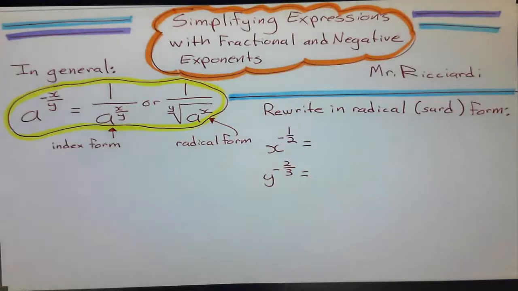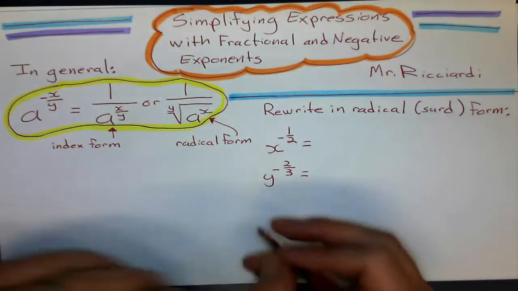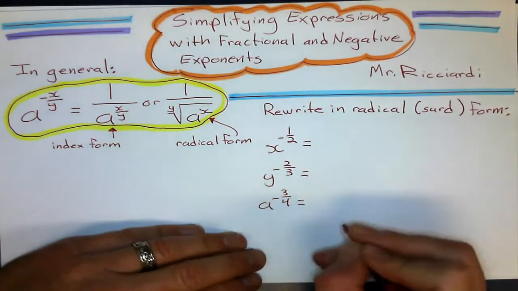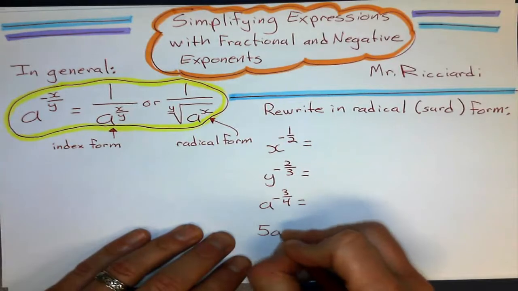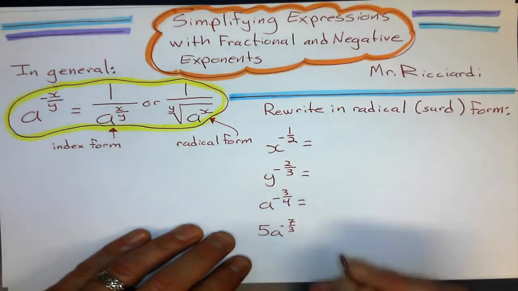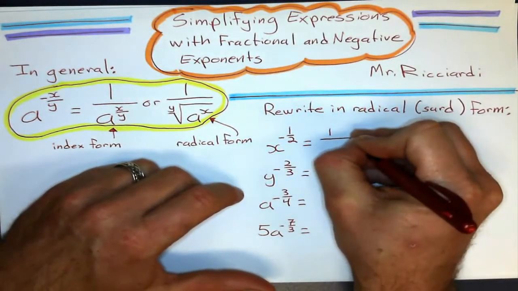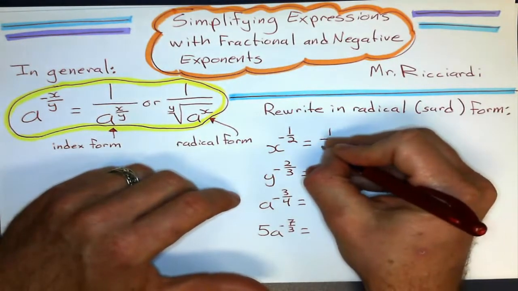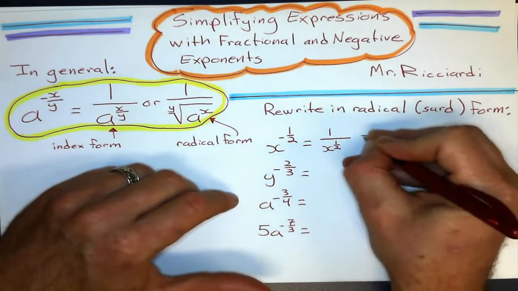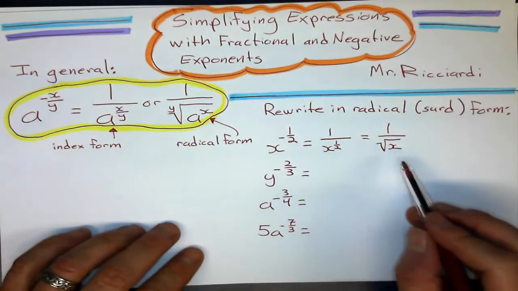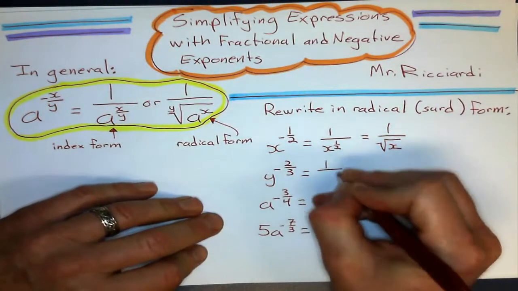Now let's do some examples where we rewrite them in radical form. x to the negative 1/2, y to the negative 2/3, a to the negative 3/4 equals, we'll figure that out, and 5a to the power of negative 7/3 equals. Let's start with the first one. x to the negative 1/2 means 1 over x to the positive half. And positive half exponent is the square root of x, so 1 over square root of x.